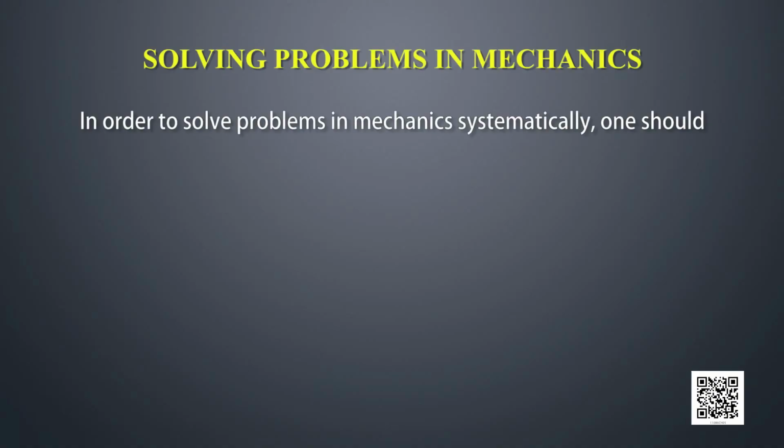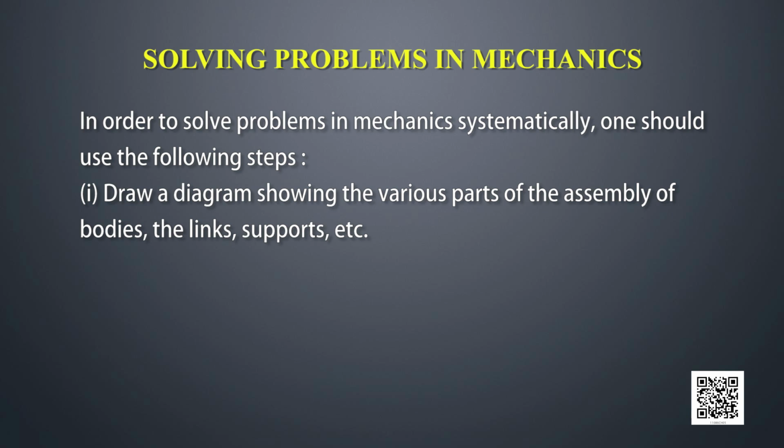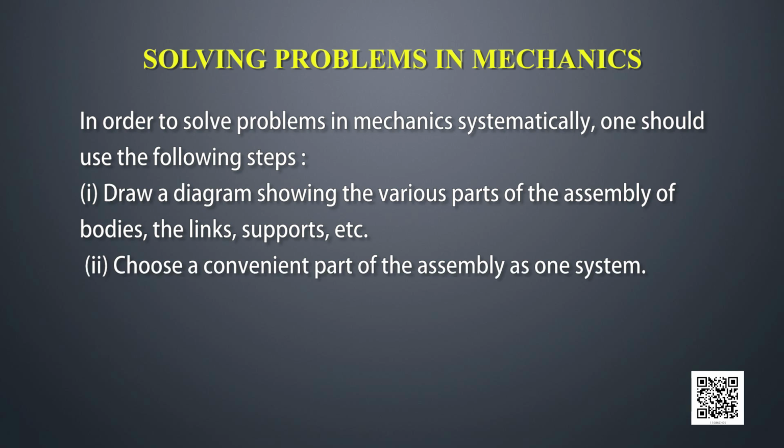Now, let us learn a few points which we have to keep in mind while solving numerical problems in mechanics. In order to solve the problems in mechanics systematically, one should use the following steps. Number 1, draw a diagram showing various parts of the assembly of the bodies, their links. By links we mean they may be interconnected by strings, they may be interconnected by springs, they may be on the supports, etc. Choose any convenient part of the assembly as one system.